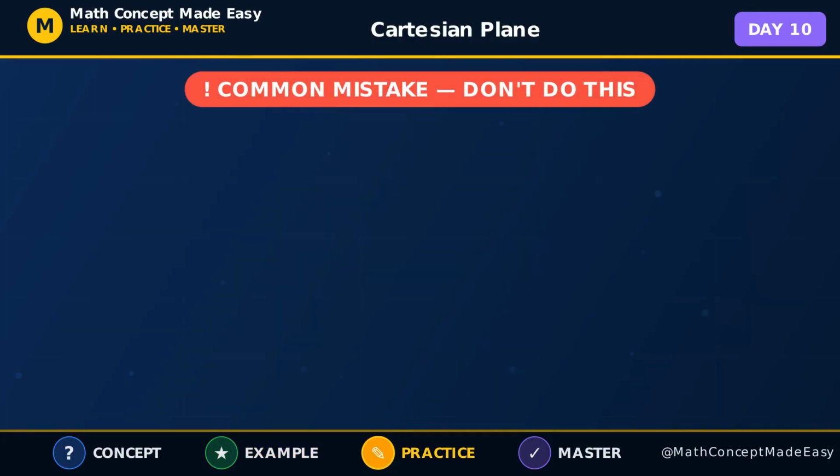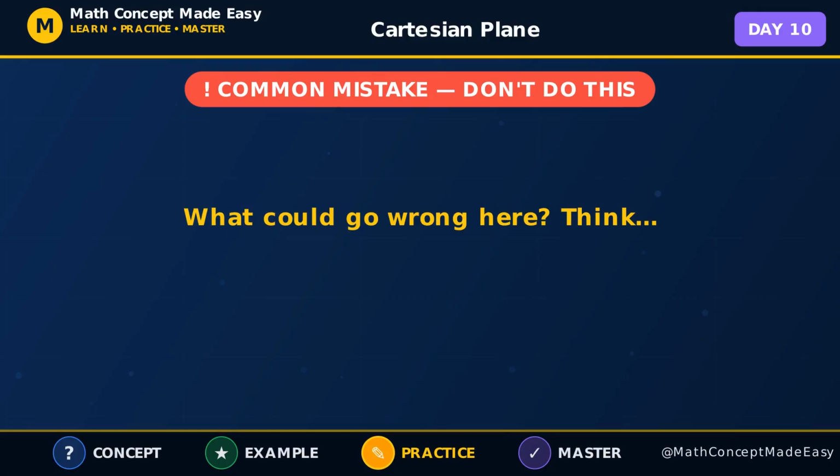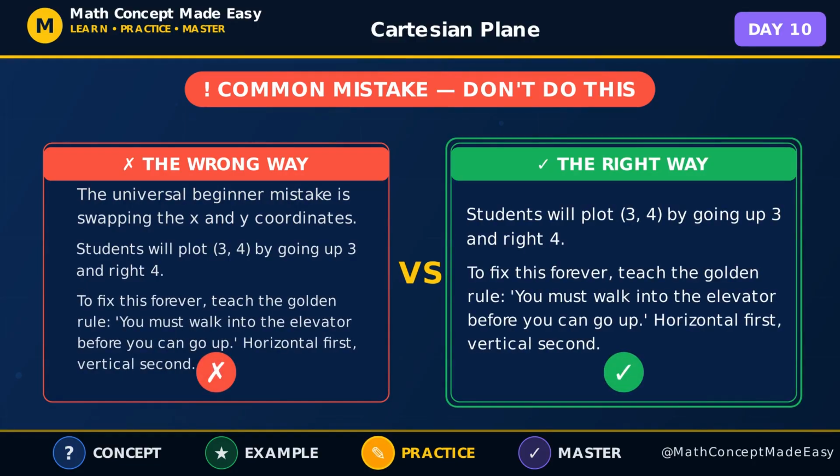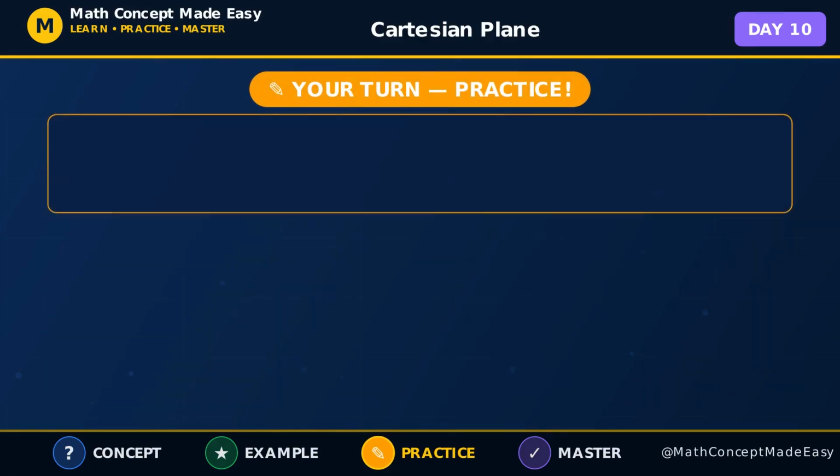Now, a quick warning, because I see students lose marks on this every single year. Before I show you, think about what could possibly go wrong here. 3, 2, 1. The universal beginner mistake is swapping the x and y coordinates. Students will plot (3, 4) by going up 3 and right 4. To fix this forever, remember the golden rule: you must walk into the elevator before you can go up. Horizontal first, vertical second. Compare the wrong way and the right way on screen, and promise yourself you will never fall for this one. Time to try it yourself.